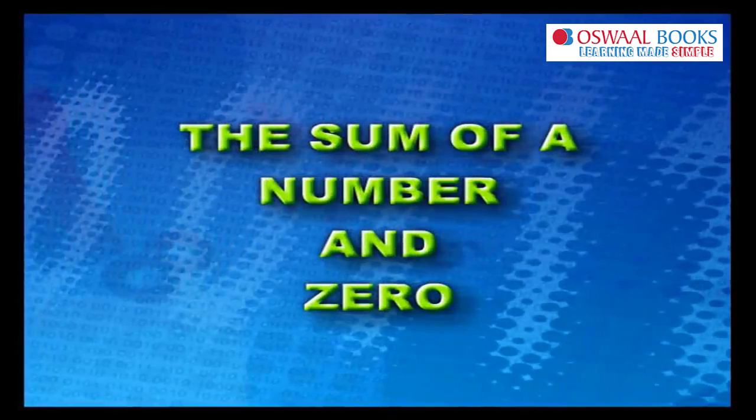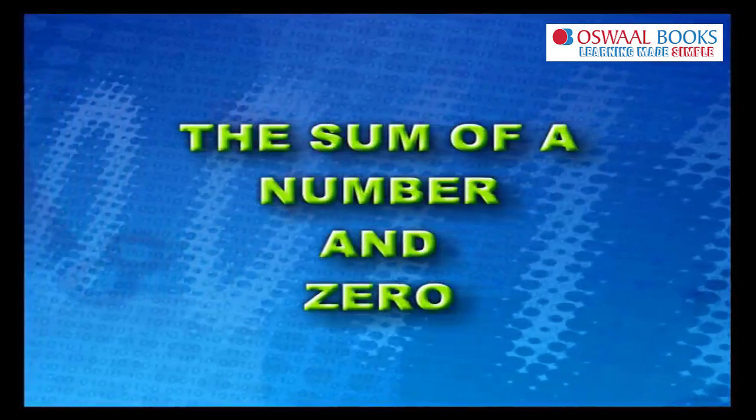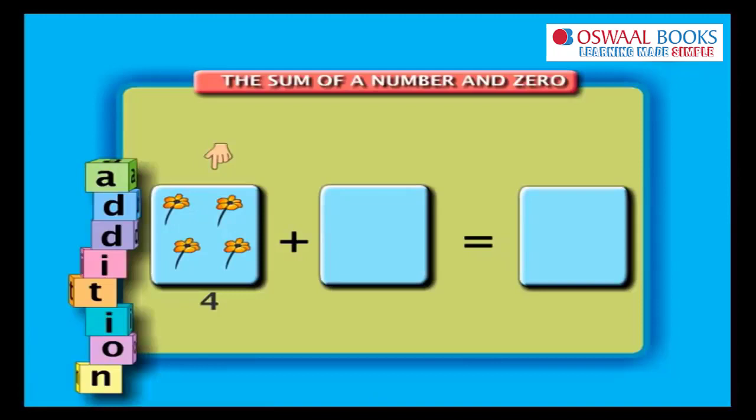The sum of a number and 0. There are 4 flowers in the first box, and there are no flowers or 0 flowers in the second box. So, when we add 4 plus 0, we get 4 only. So 0 added to any number will give the number itself.